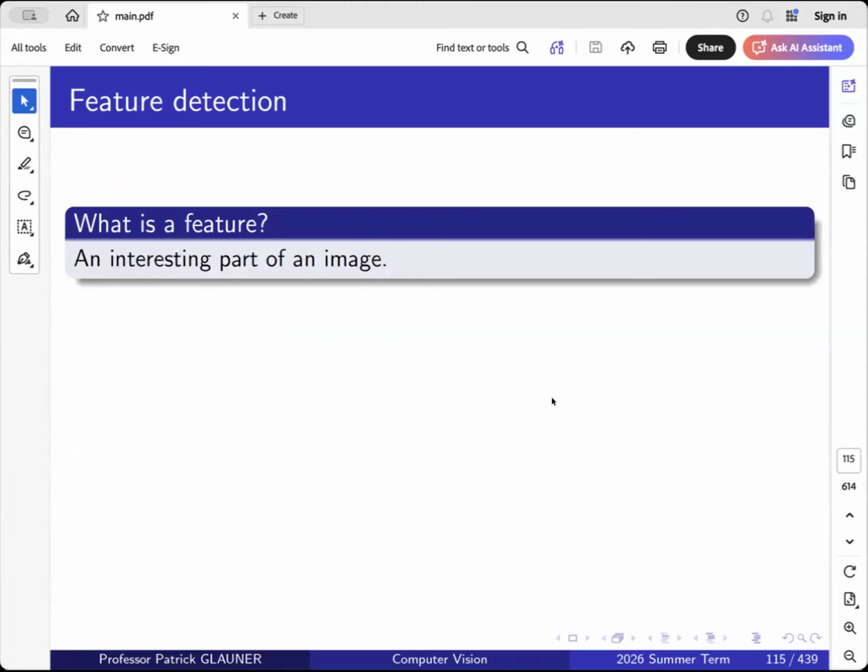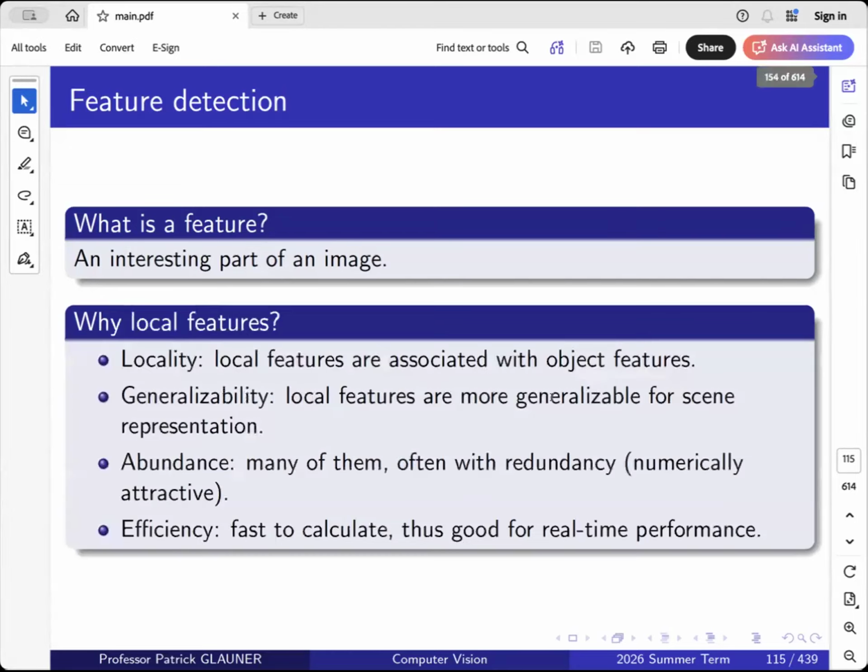And so what is actually a feature? Because I've mentioned this term a few times. We've seen it a few times in this lecture. A feature is an interesting part of an image. So what is interesting? Something that is distinctive, that can help us later to detect some object. For example, a corner or a straight line or something.